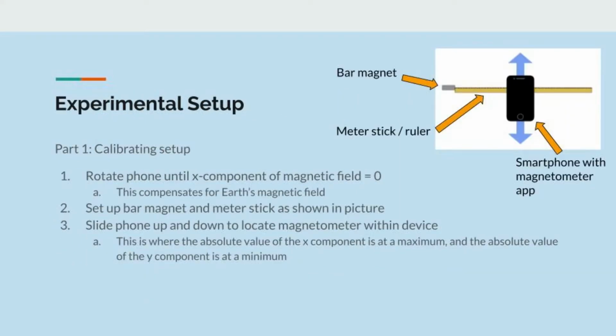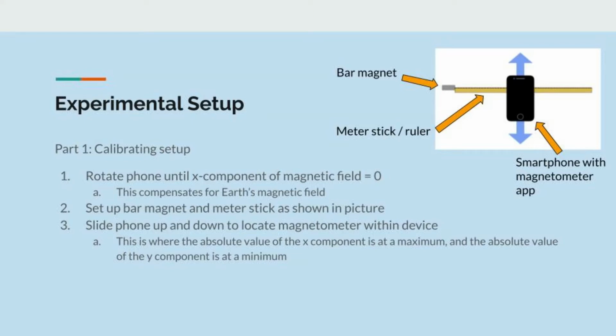Before collecting any experimental data, it was necessary to compensate for Earth's magnetic field so that it couldn't cause distortions in the data. This means that the magnetic field being measured must be orthogonal, or perpendicular, to Earth's magnetic field. To do this, I slowly rotated my phone until the x component of the magnetic field that was measured was equal to 0. Then, I set up the bar magnet and meter stick in relation to the smartphone as shown in the upper right-hand corner of this slide.